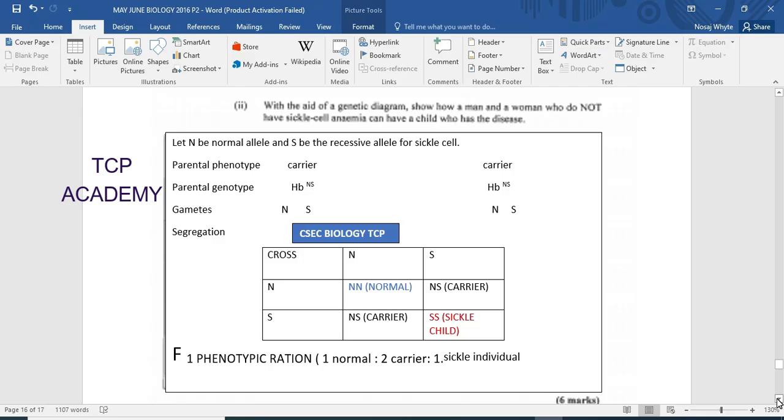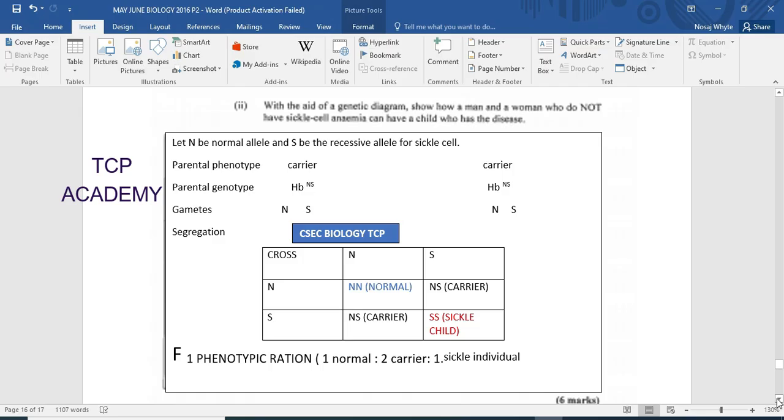Now you are seeing HB here, and HB just speaks to the hemoglobin locus, the point where we are finding this recessive condition. So we have the genotype being written as NS, that's the allele that we're using there. So it's HBNS, and the NS is a superscript. The next thing that we need to do is to write the gametes from the genotype. Now the gamete is just to separate the two alleles, as you're seeing here, N and S separated on both sides, and then we are going to have segregation.